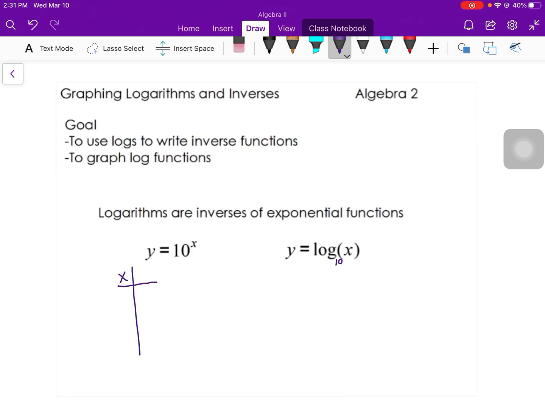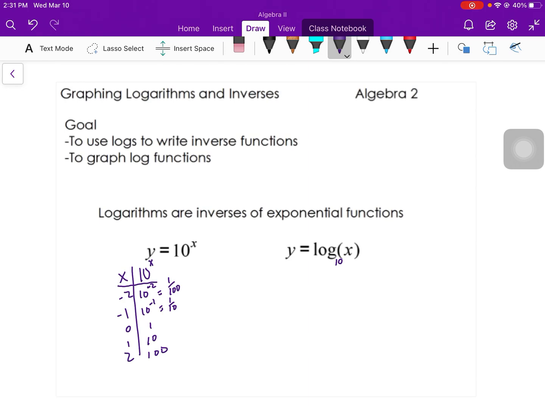If I've got x and then 10 to the x power, I'm going to put in -2, -1, 0, 1, and 2. So 10 to the negative second power just gives me a fraction of 1 over 100. Okay, 10 to the negative first, 1 over 10.